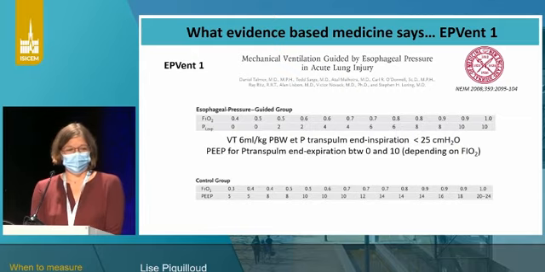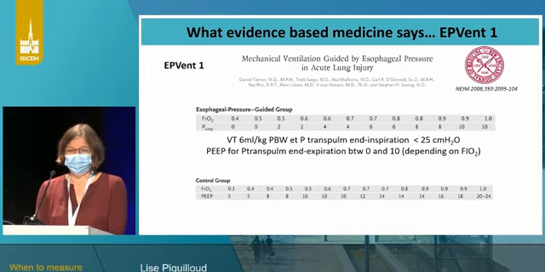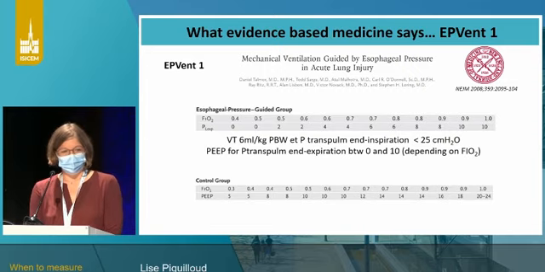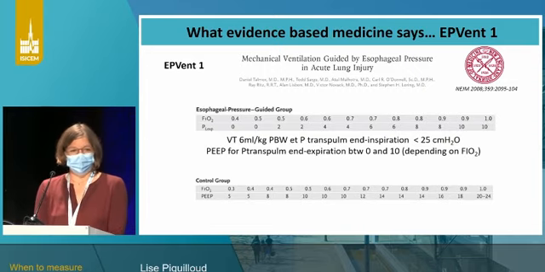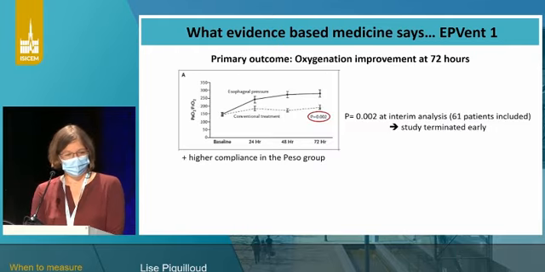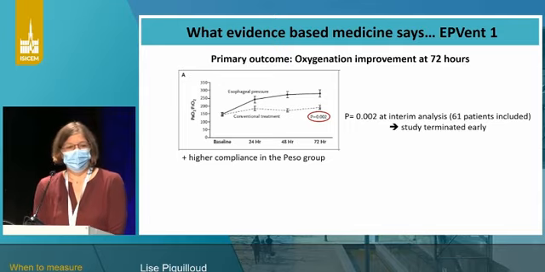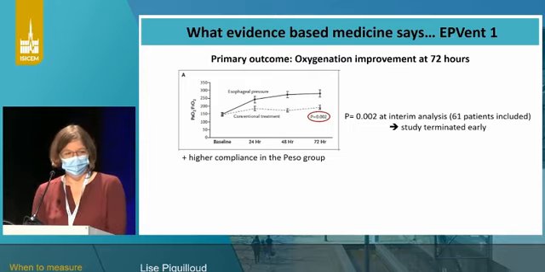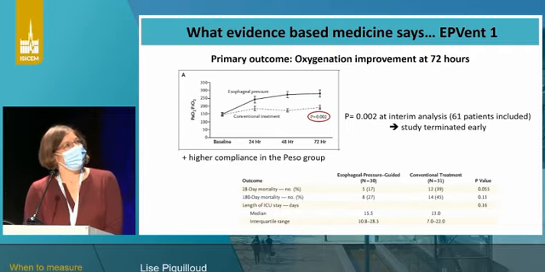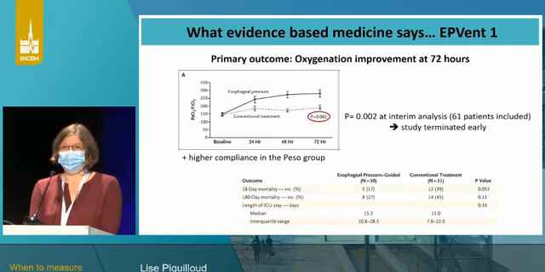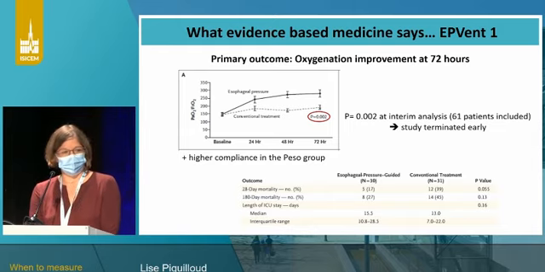First, with a PEEP FiO2 table, and second, using an esophageal pressure catheter, delivering 6 milliliters per kilo predicted body weight and targeting transpulmonary pressure at the end of inspiration under 25 and at the end of expiration between 0 and 10. This study was terminated early because there was a clear benefit on oxygenation in the esophageal pressure treated group. Only 61 patients were included. On general outcomes, there was a trend toward better mortality.